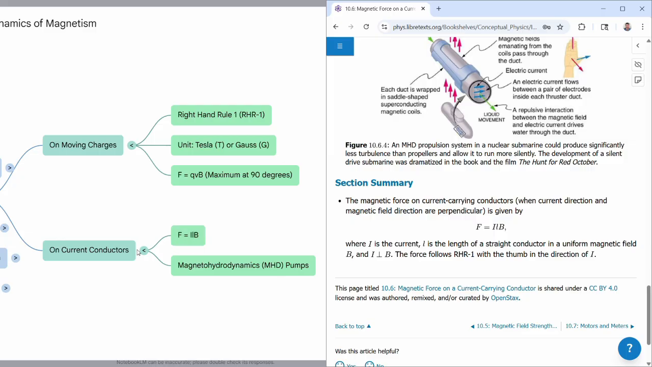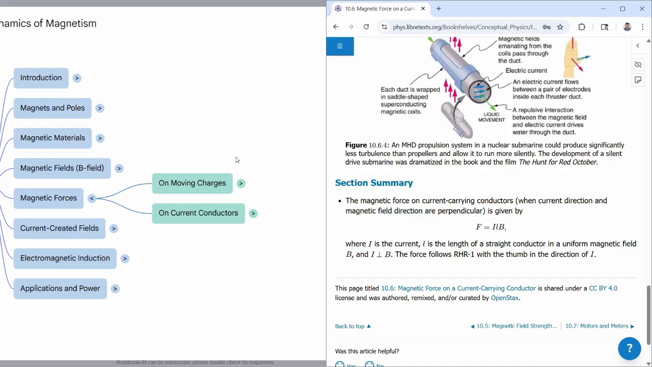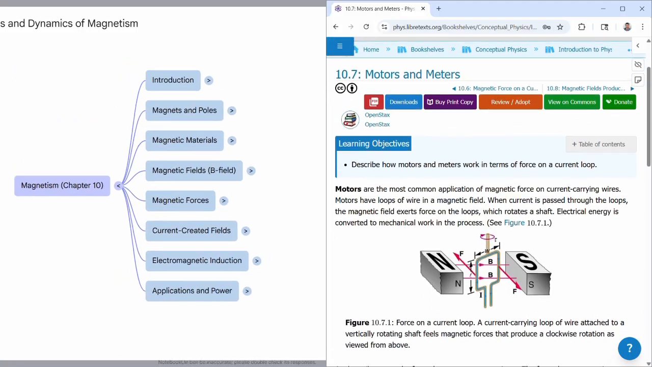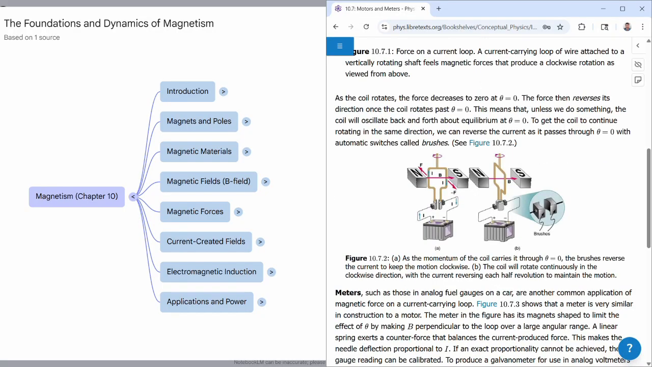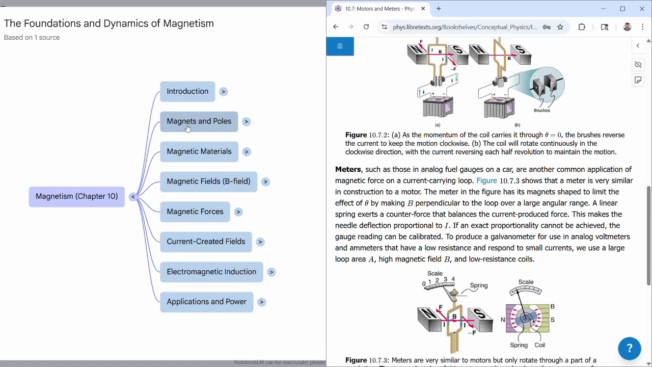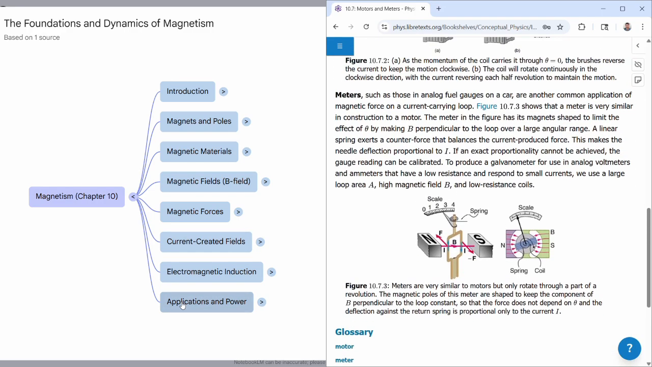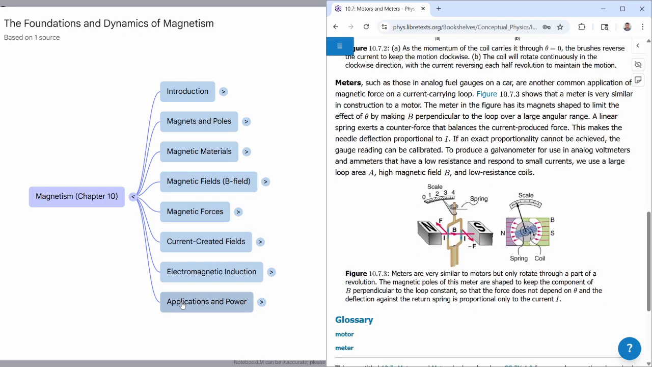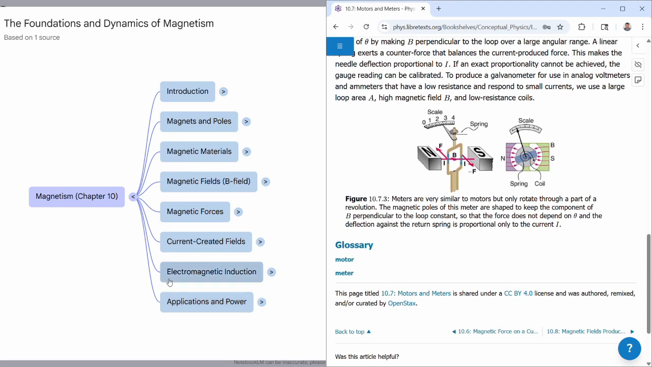All right, so these are what's covered in sections 10.5 and 10.6. And 10.7, motors and meters, talks about electric motors and meters based on the magnetic force. But I don't think this NotebookLM mind map includes that. It's a small section, so I think it got left out. In terms of lectures, you will see motors covered later, after we have introduced electromagnetic induction. So you will see it in the second set of lecture videos.